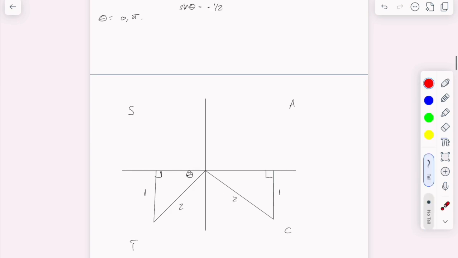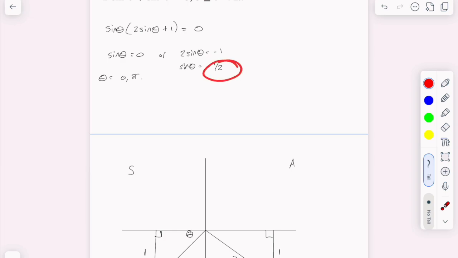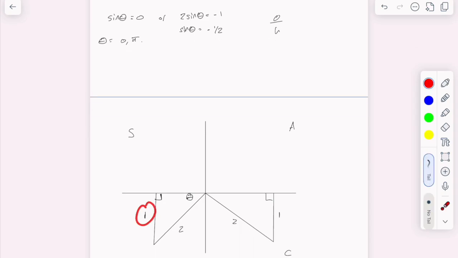Now why have I done that? Well, I've done that because sine theta is equal to negative a half, and sine theta is equal to opposite over hypotenuse. So that means that the y value, the opposite, must be negative, which is why we're in these quadrants. So that's a start.